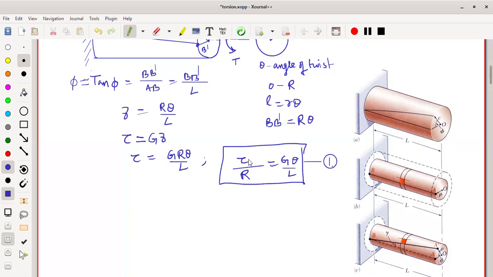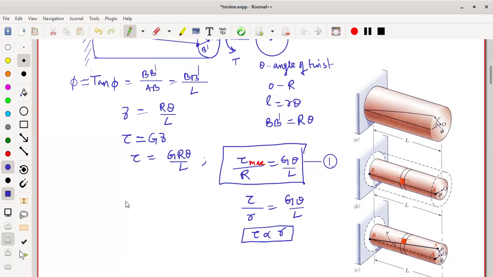So the first relation, that is tau by r is equal to G theta over L. Here one thing you have to observe: tau has its maximum value where r is maximum. For that, I can write one relation as tau at some instant position, with r read as some instant position, taken as G theta over L. So tau is proportional to r, meaning the relation between tau and r is linear.